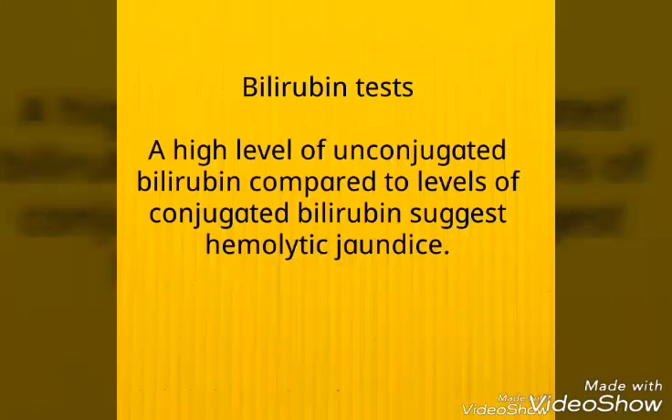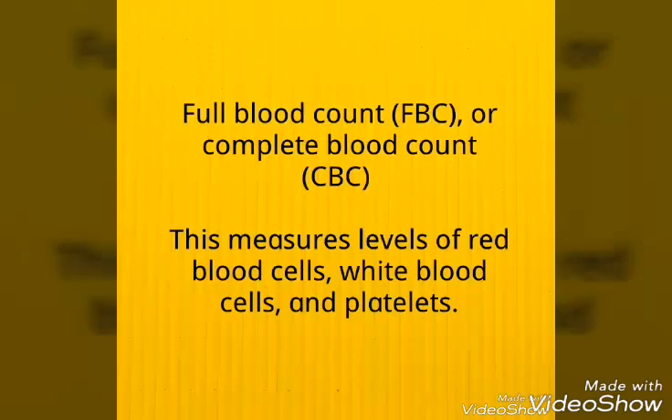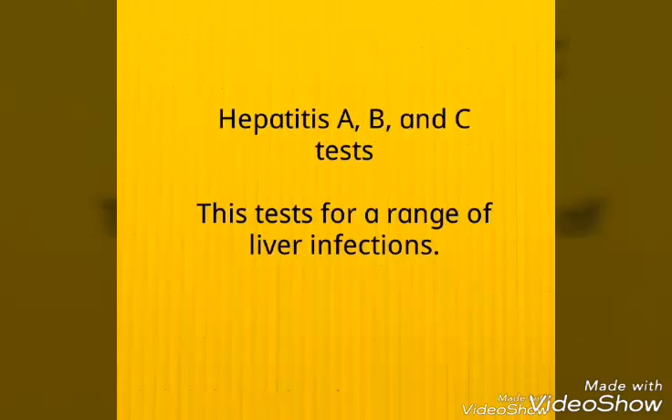Bilirubin tests. A high level of unconjugated bilirubin compared to levels of conjugated bilirubin suggests hemolytic jaundice. Full blood count, FBC, or complete blood count, CBC. This measures levels of red blood cells, white blood cells, and platelets. Hepatitis A, B, and C tests. This tests for a range of liver infections.